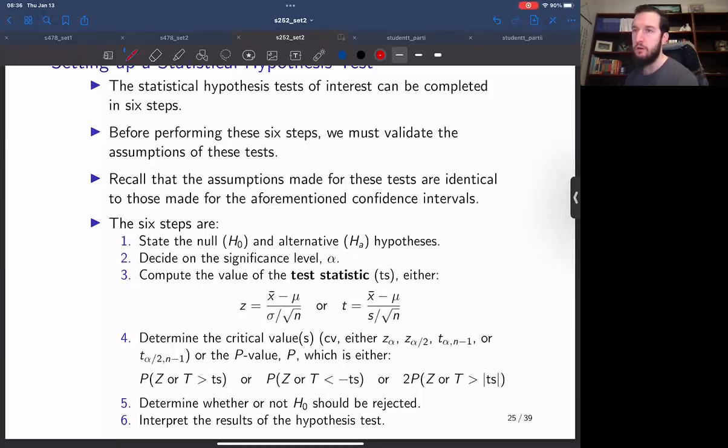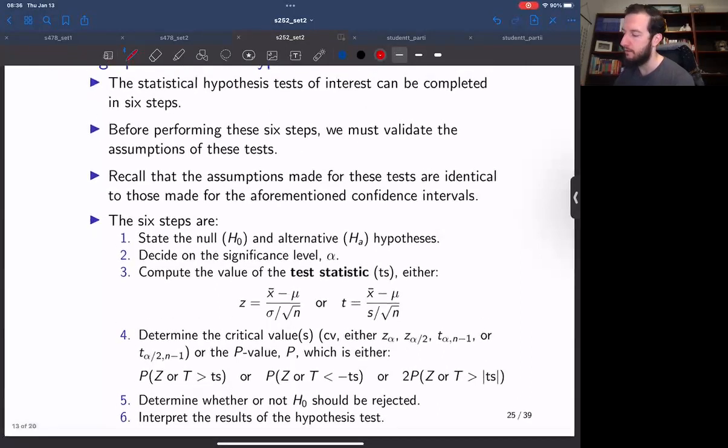Step five, we make our conclusion, which is dependent on the previous step. And then in step six, we interpret the results. The hypothesis test has the exact same assumptions as the interval. So the two assumptions that we were checking for the confidence interval approach, we will use those again for the hypothesis tests.